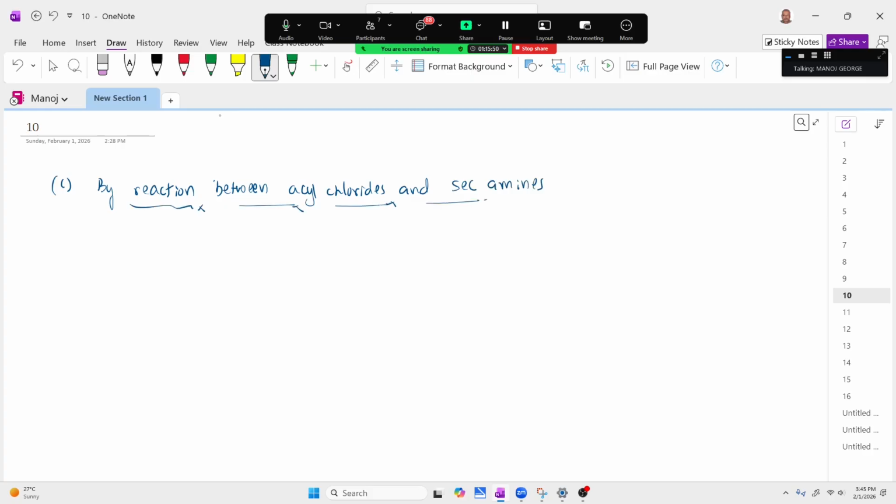Till now what you understood, if I work with ammonia, I will get a primary amide. If I work with primary amines, I will get a secondary amide. But if I work with a secondary amine, what amide do you think I will get? I will obviously get a tertiary amide, right?